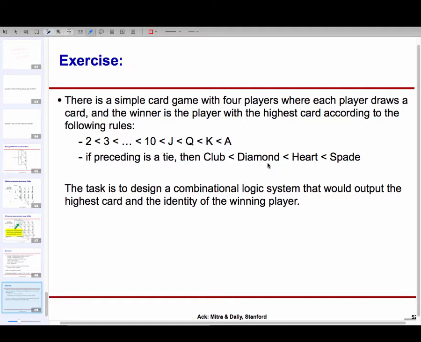Okay, so faced with these kind of things, the idea is that you take English language descriptions and translate them into combinational logic. Okay, that's what you would face. So let's move on.